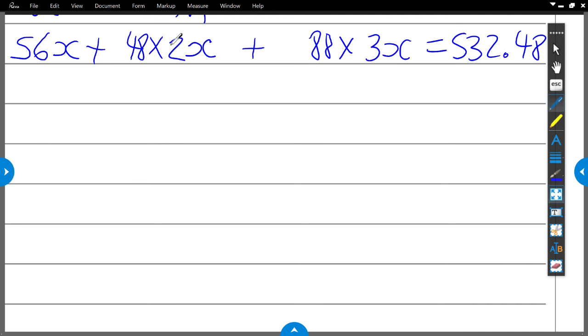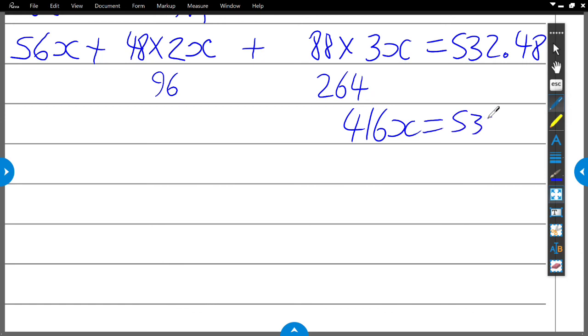So 48 times 2 is 96. And 88 times 3, that gives me 264. 264x, add 96x, add 56x, we get 416x in total. 416x is equal to £532.48. Finally, to work out x, we just do the opposite of here.